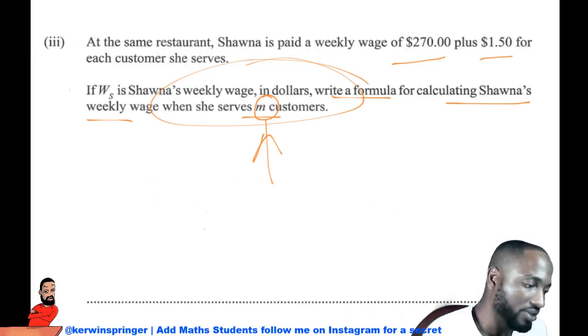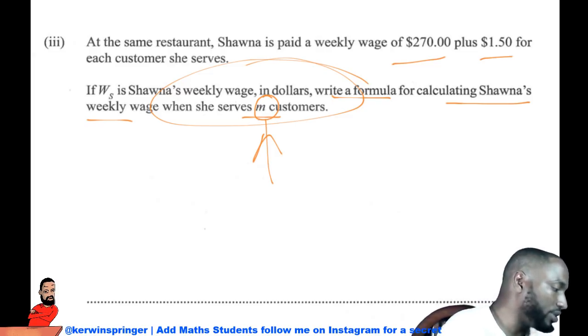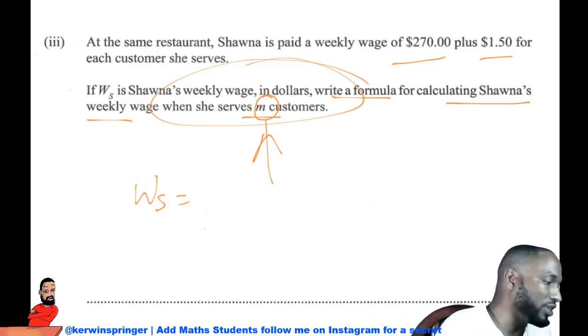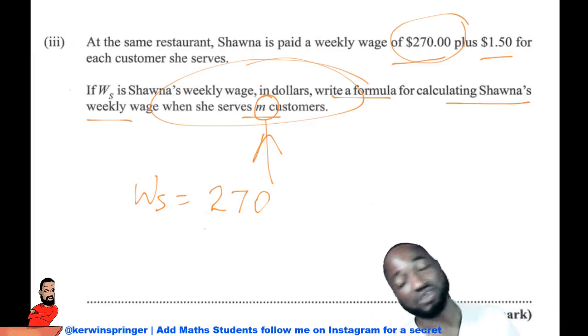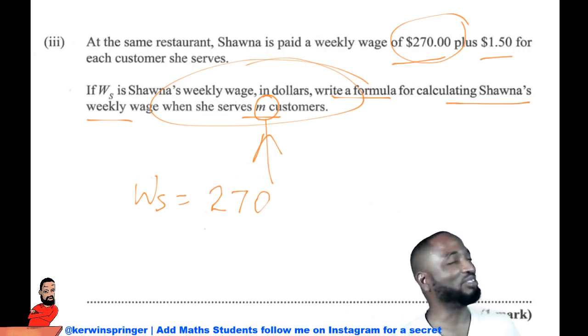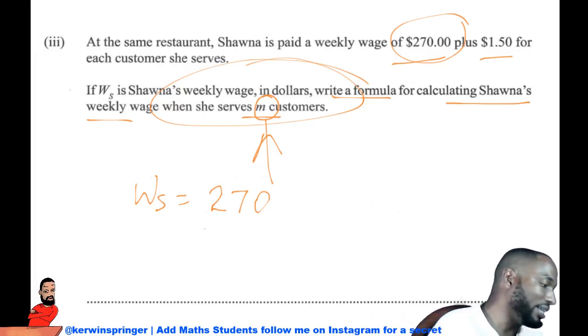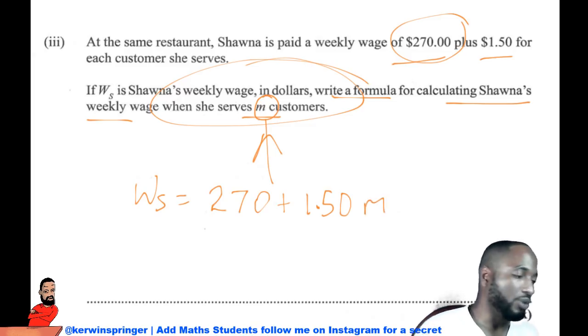People are already doing it. But you can't put WG this time. You have to put WS, because you're talking about Shauna. So WS is equal to, and you're starting off at a base wage. The base wage is 270, so that will never change. She'll always get 270. If she came to work and served nobody, she would have just made 270. But then she gets a little commission: 1.5, well, 150 cents, which is 1.5, times M, the number of customers served.